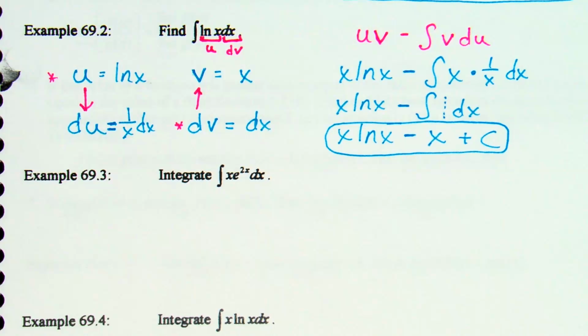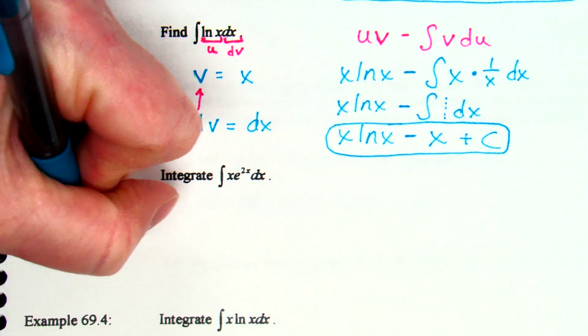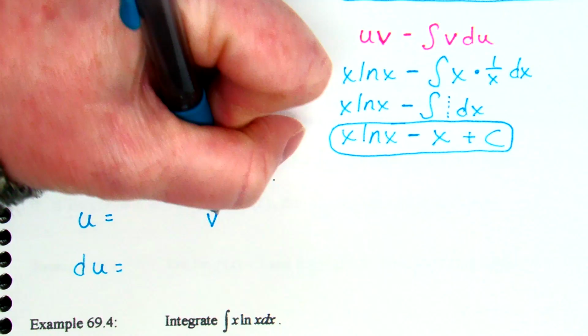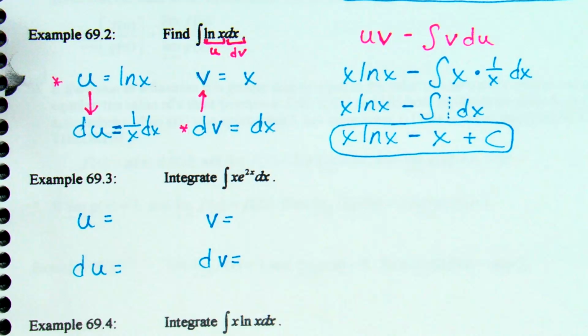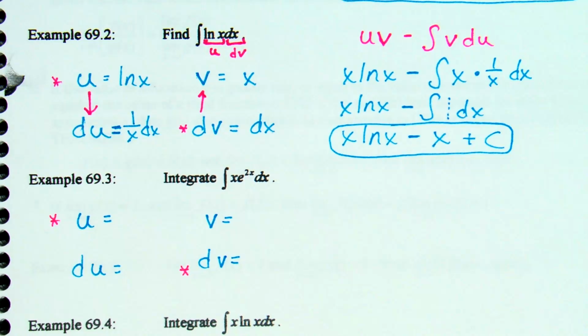Okay, example 3. We're going to integrate x e to the 2x dx. And again, I'm going to set up my box, u and du, v and dv. And at this point, you have to pick out what we want u and dv to be.